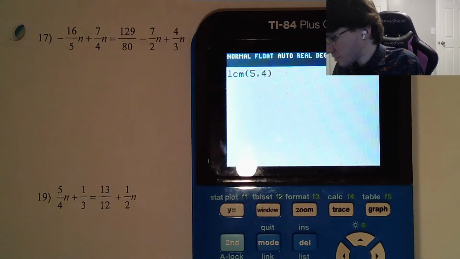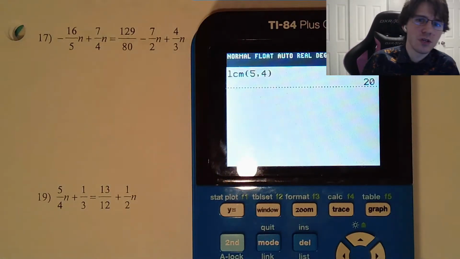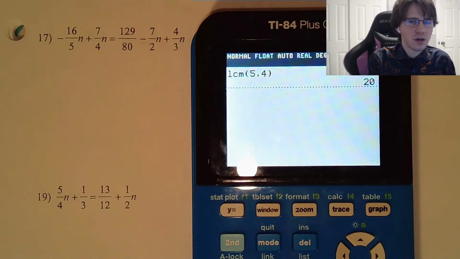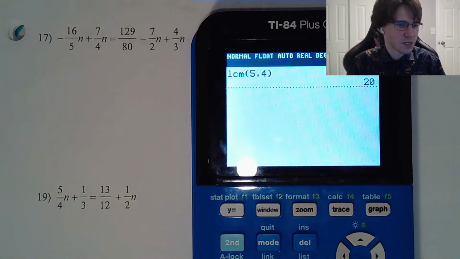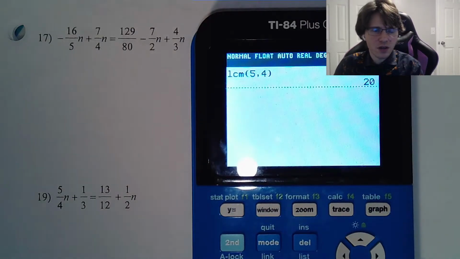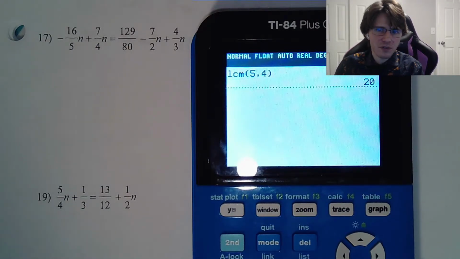I'm going to go 5, 4. The calculator can only handle 2 at a time. So we're going to go through this whole process, and then I'm going to show you how to do it on Wolfram Alpha as well, because it's worth seeing. So we have that 20 there. After you have the LCM of 5, 4 and get 20, you've got to start typing in more things.